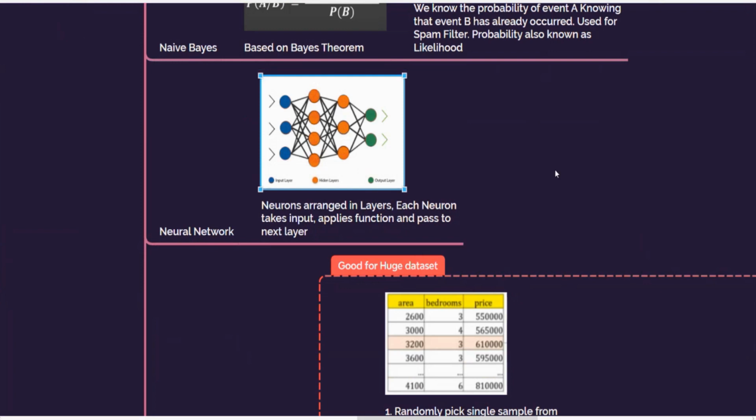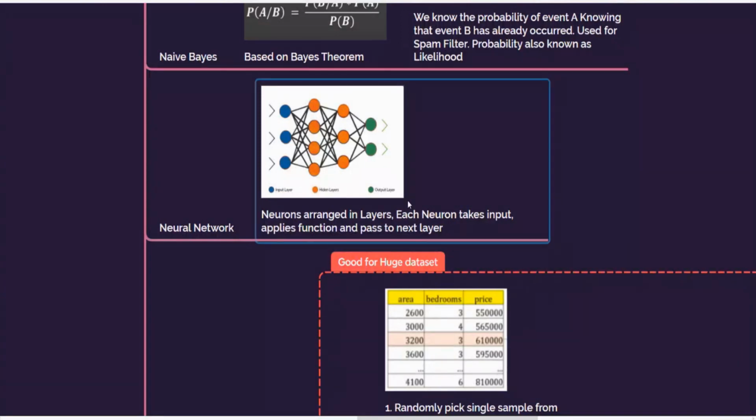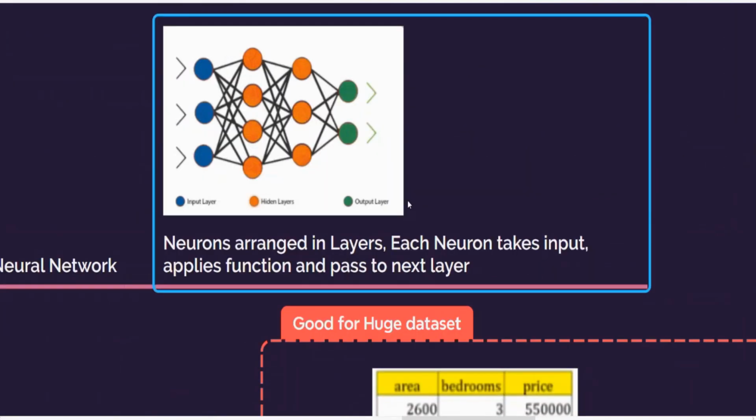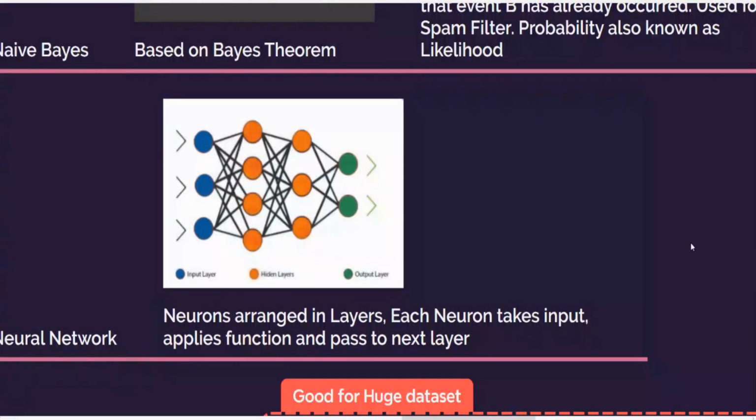Then neural network. This neural network concept we will mostly use in deep learning. In the neural network, we will have three layers. Why we call it a neural network is that, just as in the human brain we have neurons, similarly here also we have neurons which are interconnected. In the image we can see a mesh-like structure, right? One neuron will be connected to another neuron, so the output of one neuron will be passed as the input of another neuron.